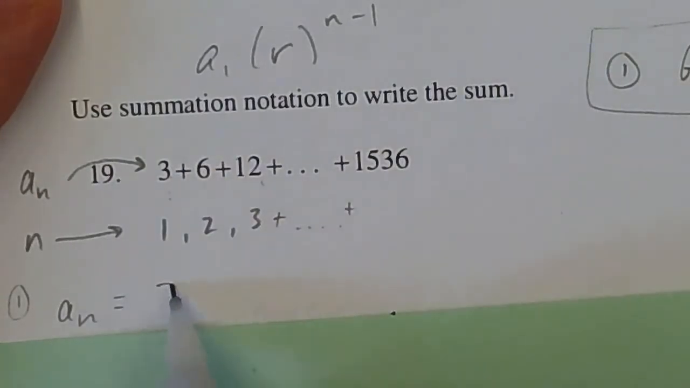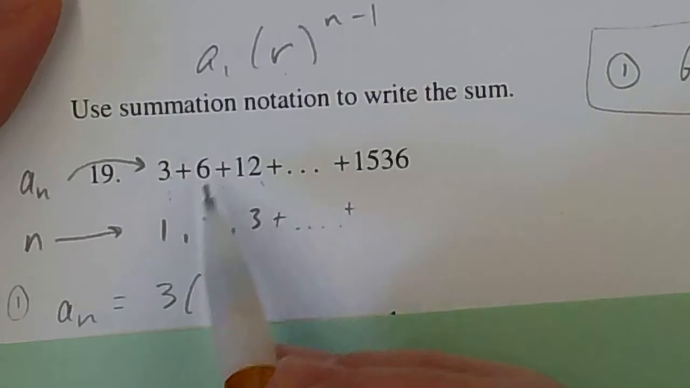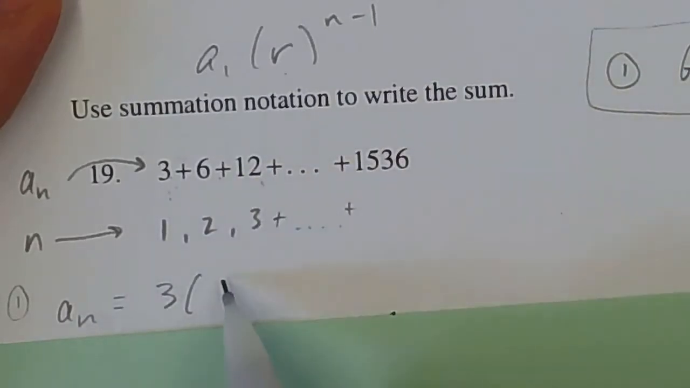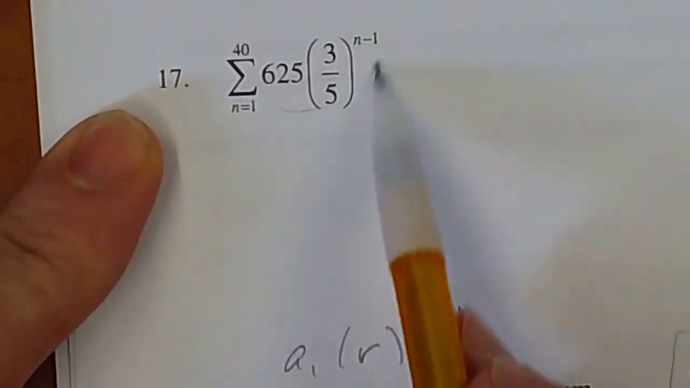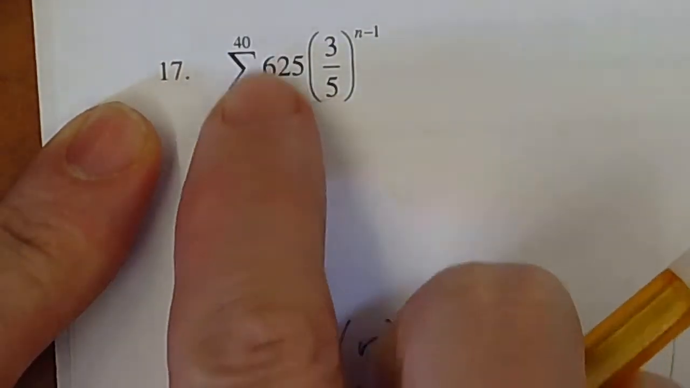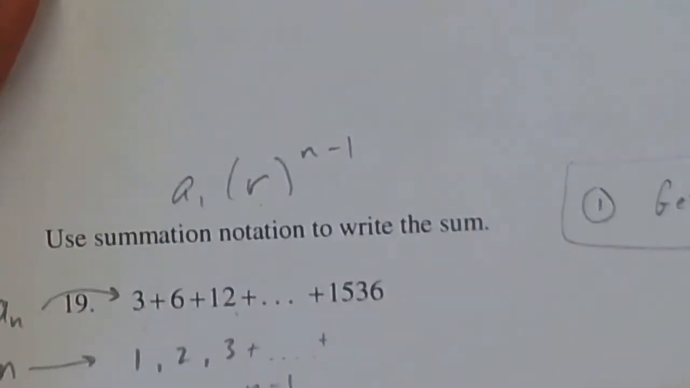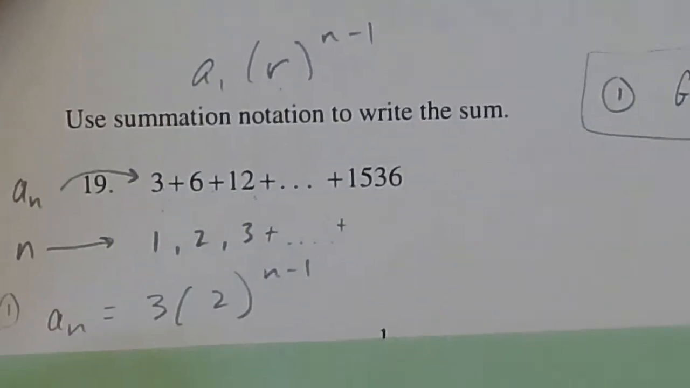First term is 3. The common ratio is 2 raised to the n-1. Okay, so that's the part that's going right next to sigma. That's the formula, right? That's going right here in this spot. Now we've got to figure out what to put on the upper and lower limits. And that can be tricky.